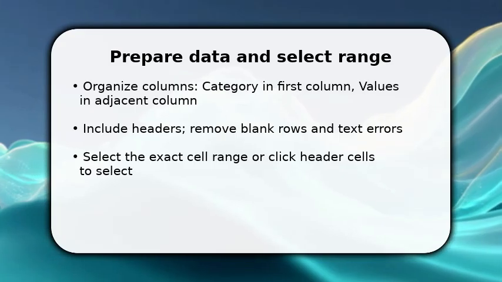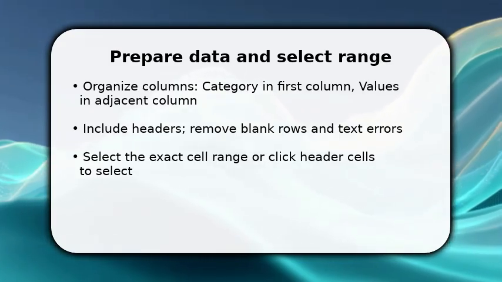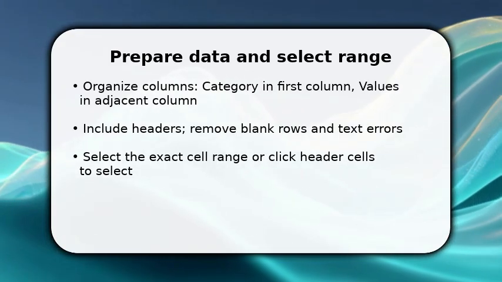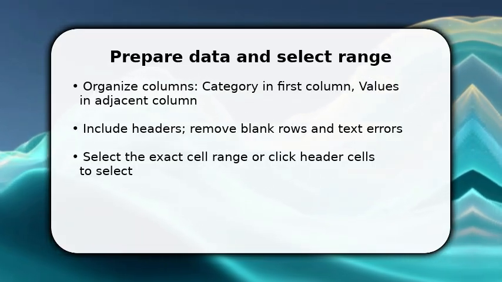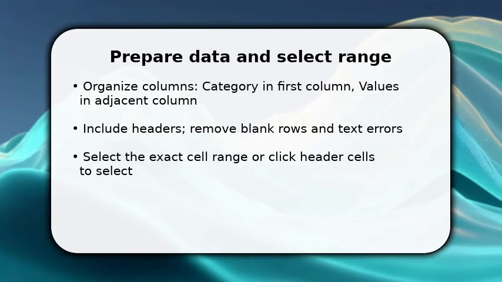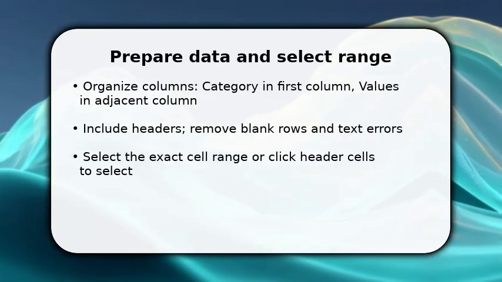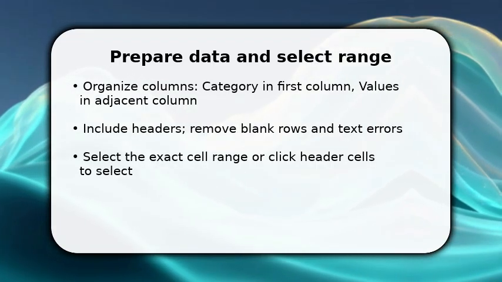Enjoy the video. You start by getting the data ready so Excel plots what you expect. First, make sure categories sit in the left column and numeric values in the next column. Headers stay in place. Once done, select just the data and headers, not extra totals, so Excel maps axes correctly.